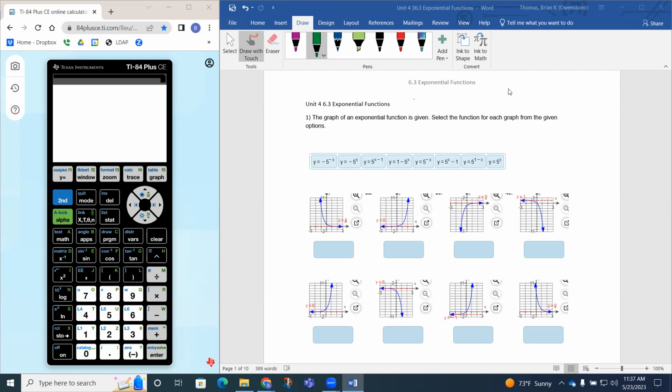So we're moving into section 6.3, exponential functions. Again, this is a function we haven't really dealt with. The graph of an exponential function is given. We want to select the function for each graph from the given options. So again, this is just working out an example.